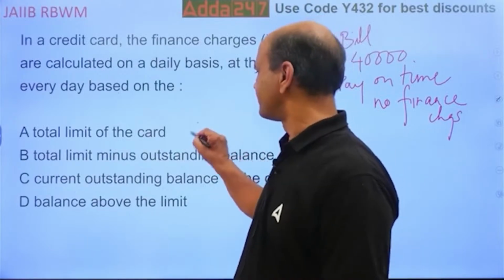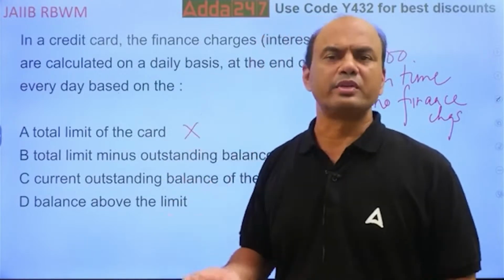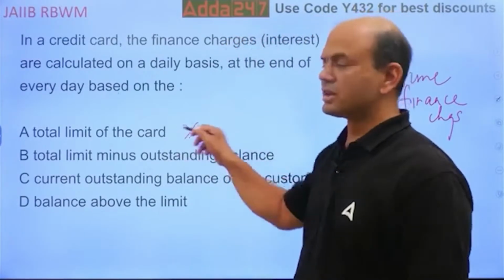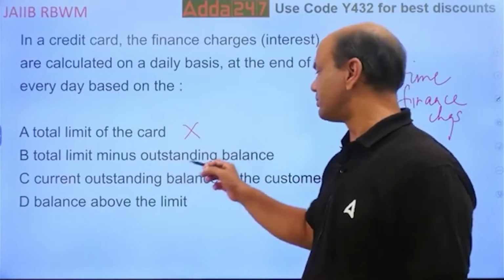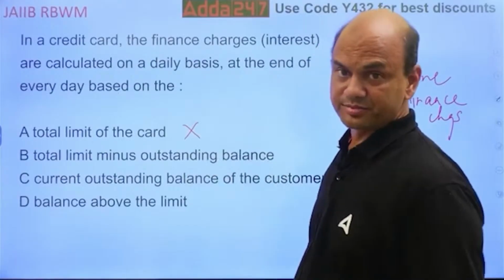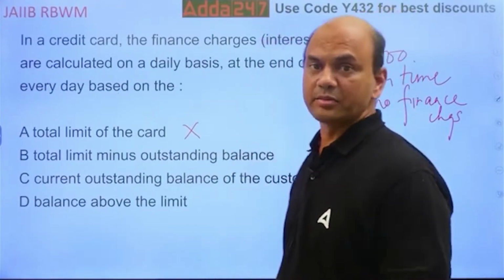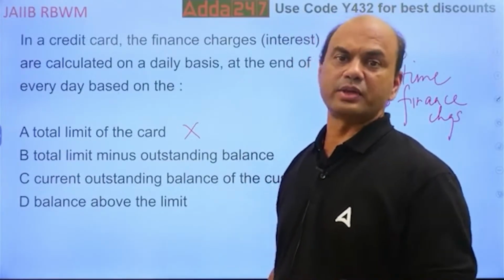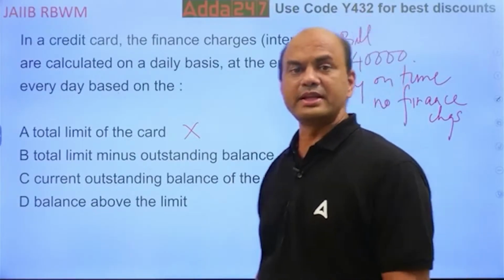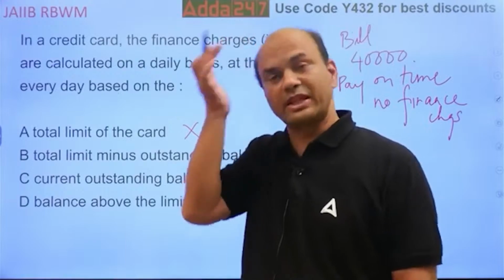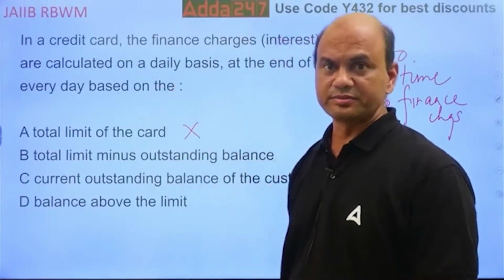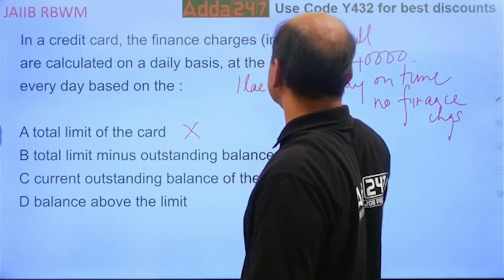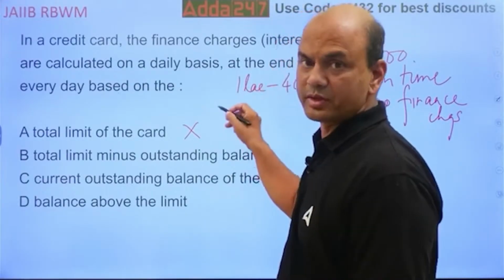No, not this. Finance charges means you are calculating the interest. So interest is calculated how? Total limit? No. Total limit minus outstanding balance? Suppose my credit card sanction is 1 lakh, and I have used, let's say, 40,000. So will my finance charges be applicable on the remaining amount, 1 lakh minus 40,000, 60,000? Is it so? Will my interest be on the difference? No.